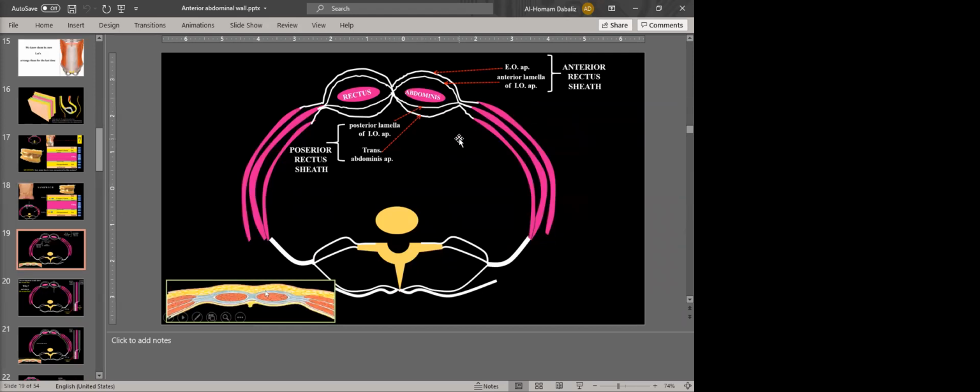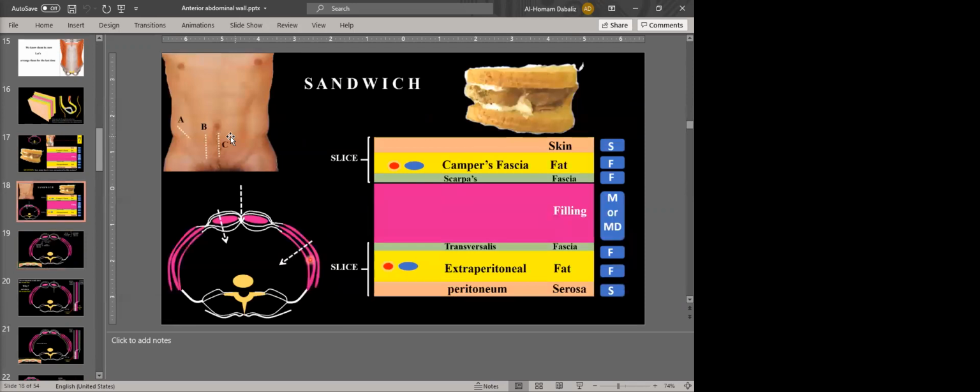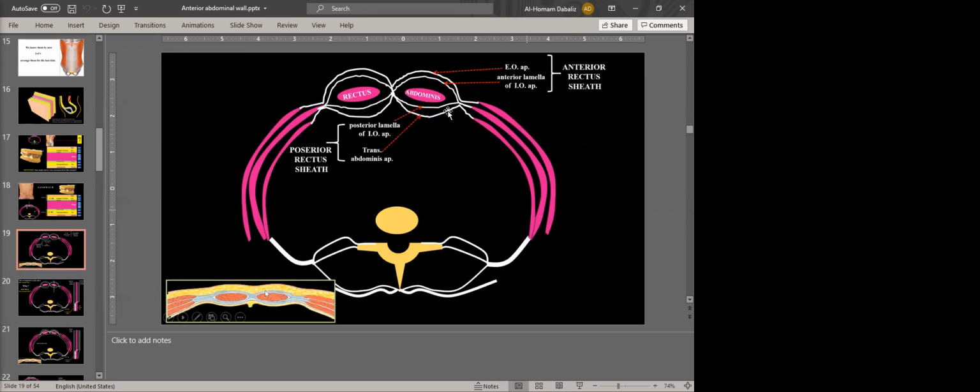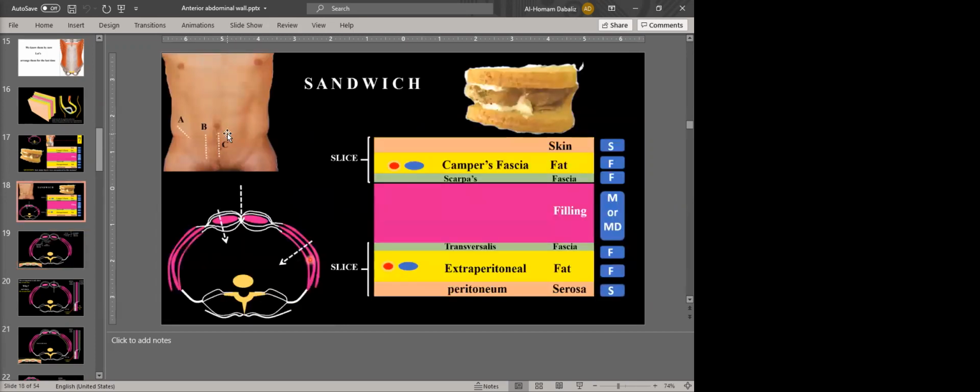Okay? So if you cut in this area, when we're talking about the major differences, if you cut right here, below the umbilicus, in the first half almost, you'll get these layers. The filling, as the doctor mentioned, will be first the external oblique aponeurosis, then the anterior lamella of the internal oblique, then the rectus abdominis itself, then the posterior lamella of the internal oblique, and then the aponeurosis of the transversus abdominis. Okay? So that's a cut in this area.